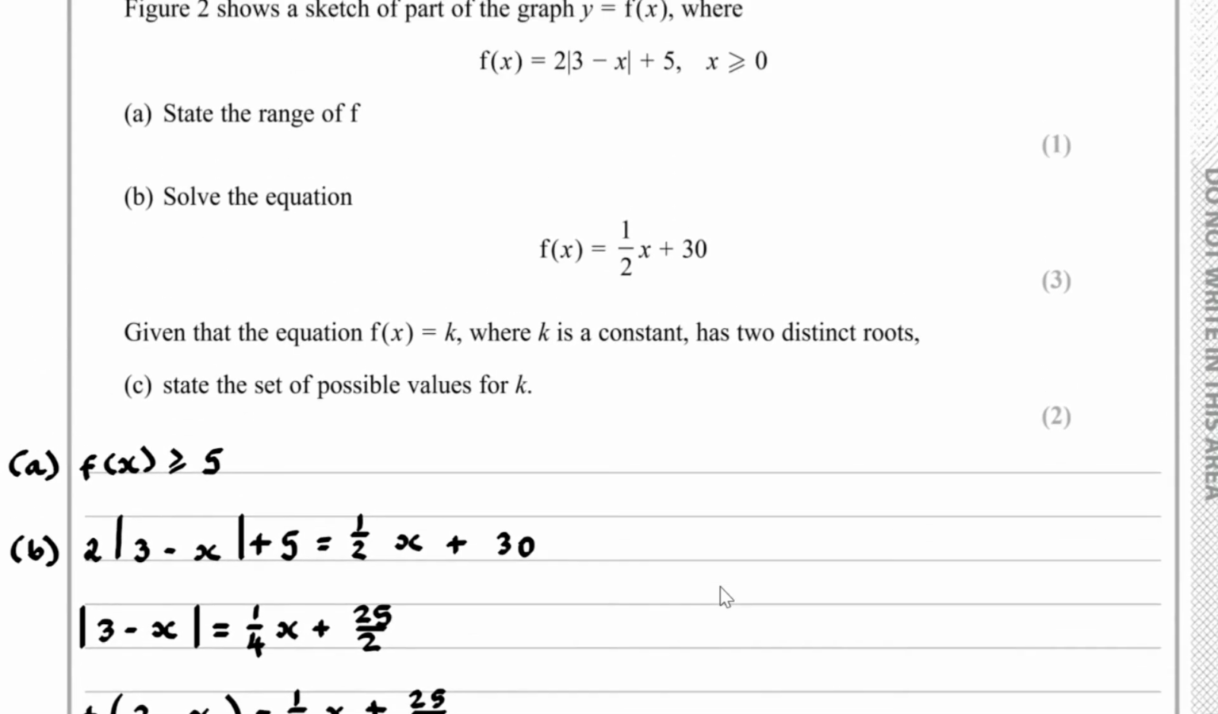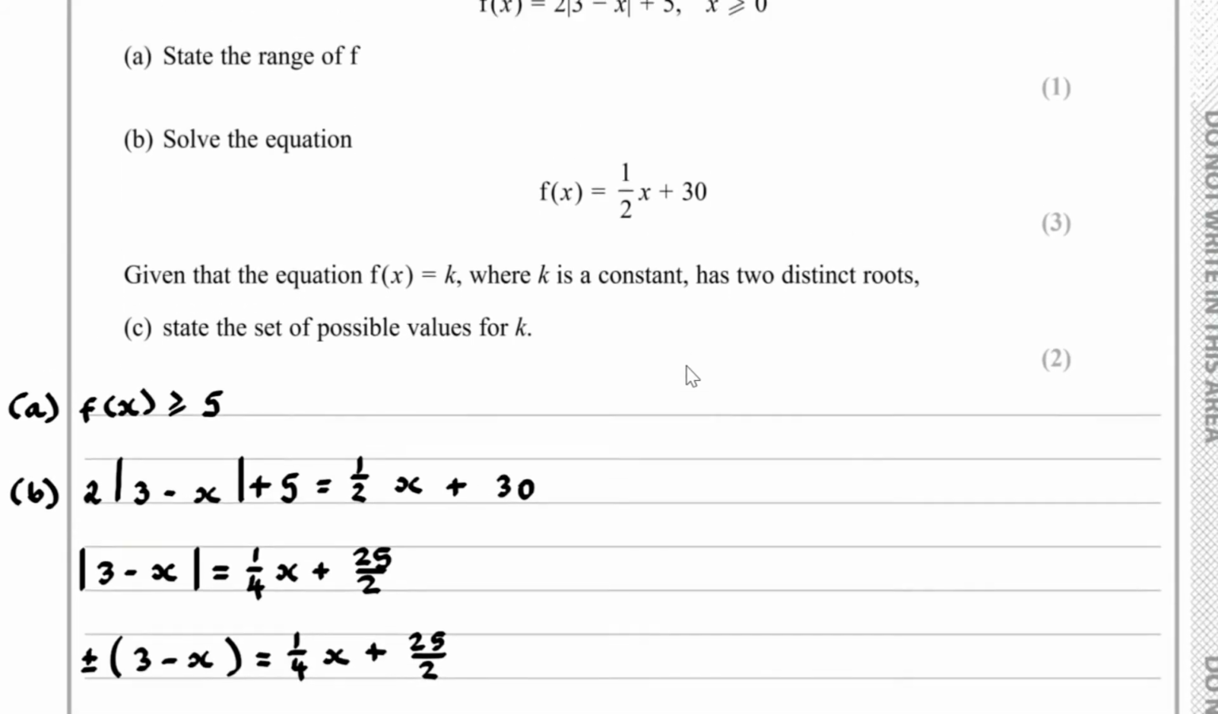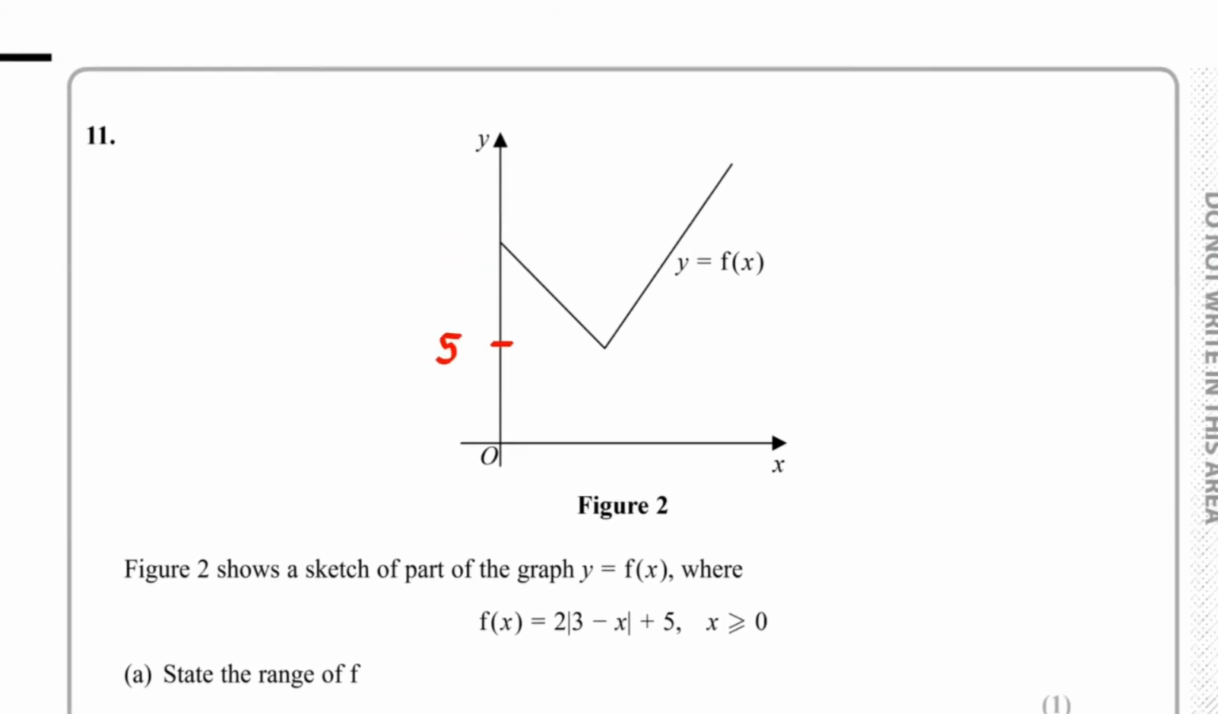And now for the next part of the question, given that the equation f of x equals k, where k is a constant, has two distinct roots, we have to state the set of possible values for k. Well, we've got two distinct roots, and what we'll do to begin with is we'll find out this point over here.